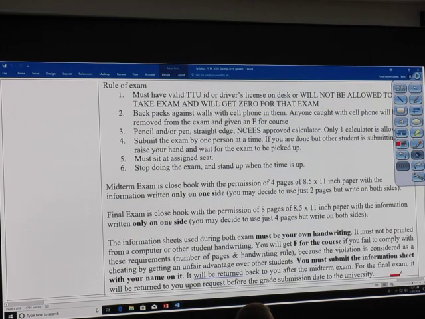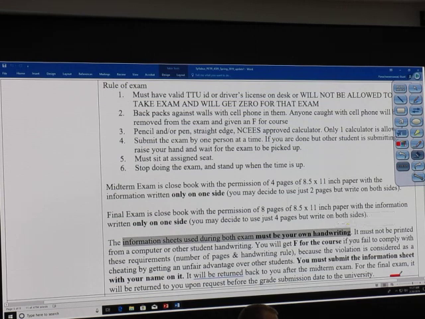You have to stop doing the exam when the time is up. Okay, about the information sheet, it has to be 8.5 by 11 inch paper, information on one side, or two pages with information on both sides. The information sheet used during both exams must be your own handwriting. Okay, must be your own handwriting.